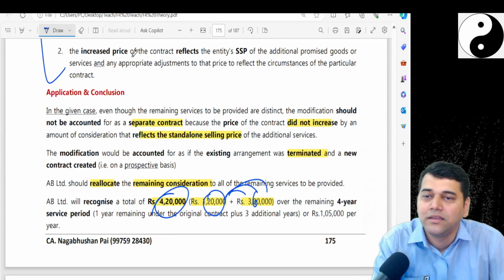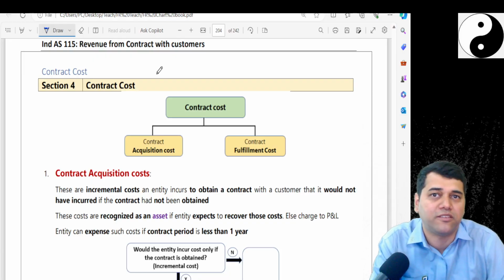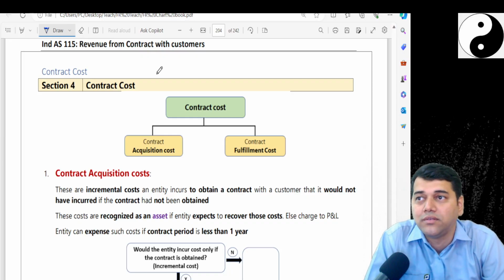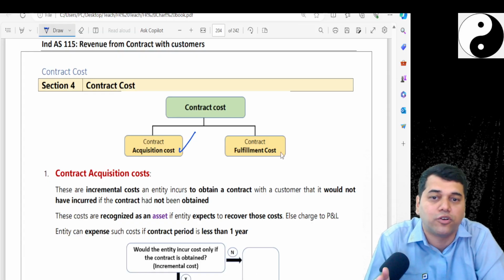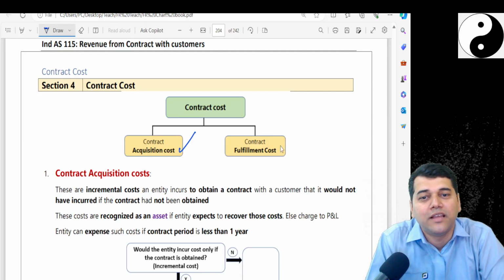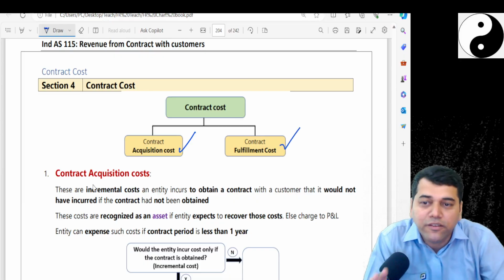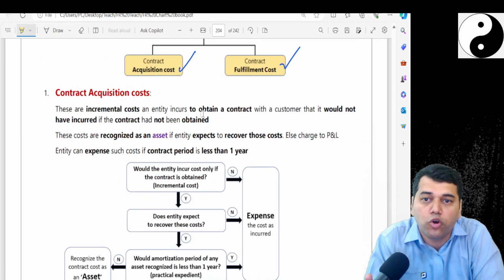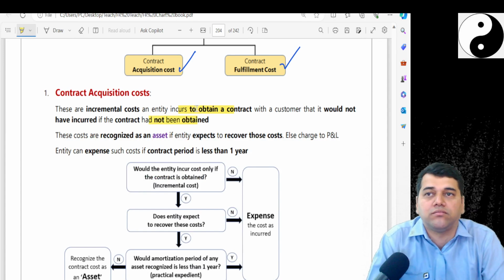Followed? Yes, the next aspect will be the contract cost, a very small aspect, because till now we were talking about the contract revenue. Now what about the contract cost? There are two types of contract cost: the contract acquisition cost, and this question came in the recent November exam, and the contract fulfillment cost. Now contract acquisition costs are the incremental costs which the entity spends to obtain the contract, and if you had not incurred them, you would not have obtained the contract.